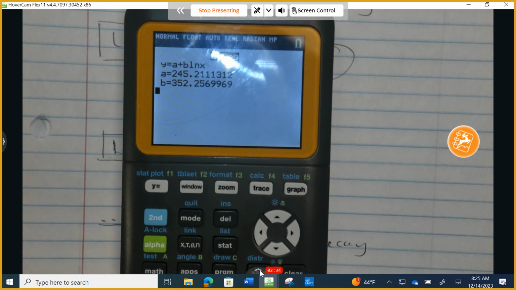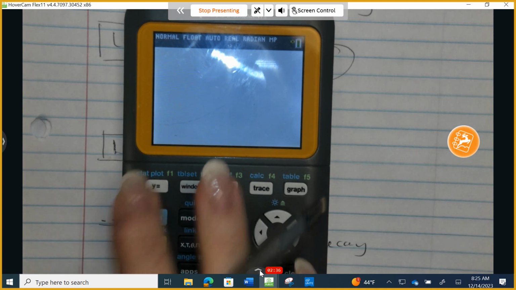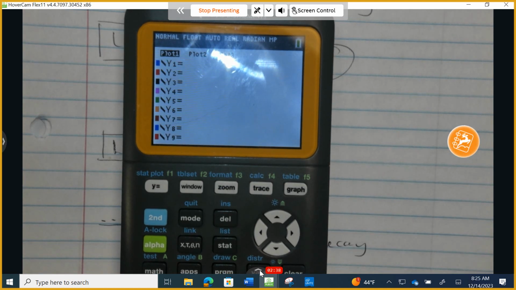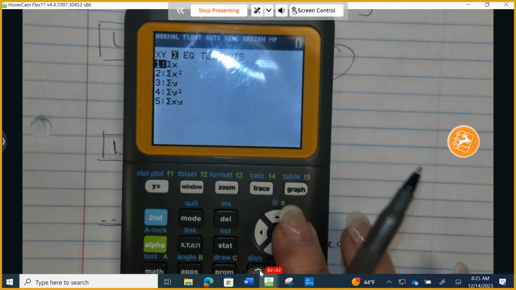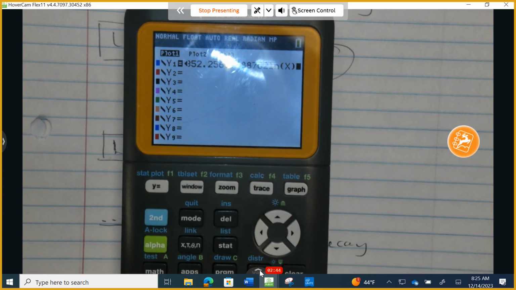All right, now we want to take that and put that into the calculator. Go up to Y equals. And how do we insert that exactly? We hit VARS, we go down to Statistics, go across to EQ and press enter.